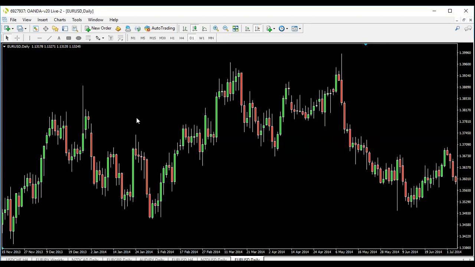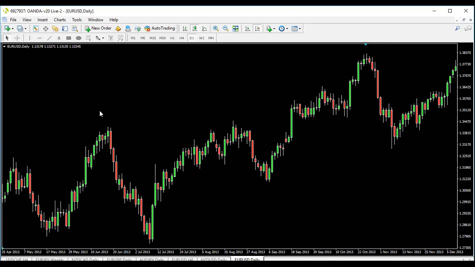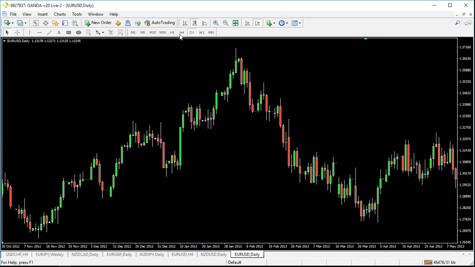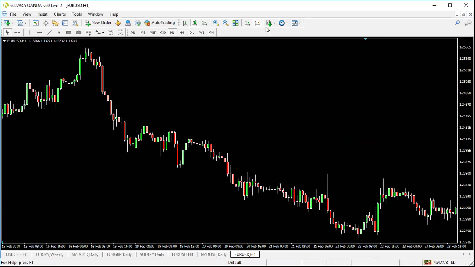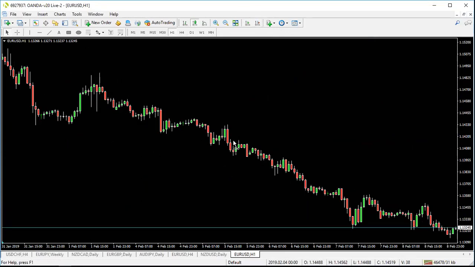Now let's find spinning tops. Spinning tops are harder to find, okay, guys? But when you do find them, they work. Let's go to the 1 hour. More movement. Spinning tops, when you find them, they work, but they are not very easy, nor are they very common.